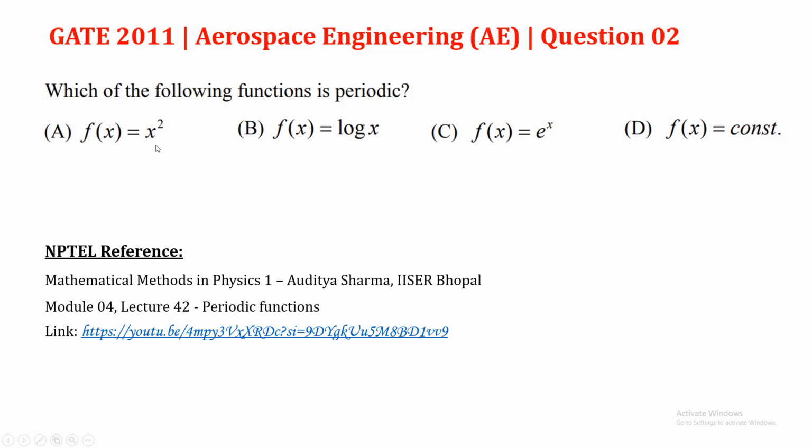The first option is the function x squared, the second one is log x, the third one is e power x, and the fourth one is the function f of x equal to a constant.